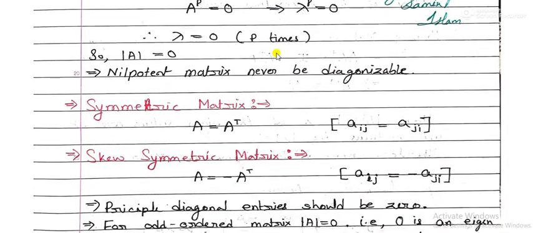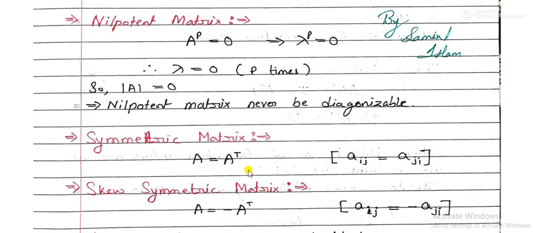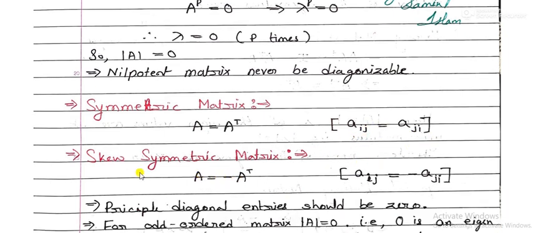Now for a symmetric matrix, A equals A transpose. This is the basic definition, and you need to remember this one. A to the power P equals 0 for nilpotent, A square equals I for involutory, A square equals A for idempotent. Remember these only. So A equals A transpose means Aij equals Aji, these are the indices of the matrix. For a skew symmetric matrix, A equals minus A transpose, Aij equals minus Aji.